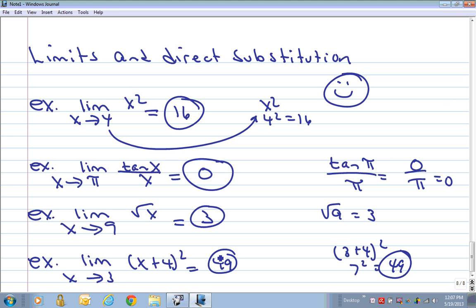So if we were to graph this particular binomial, which is quadratic, we would get a graph, and as x gets close to 3, our y value would become closer to 49.